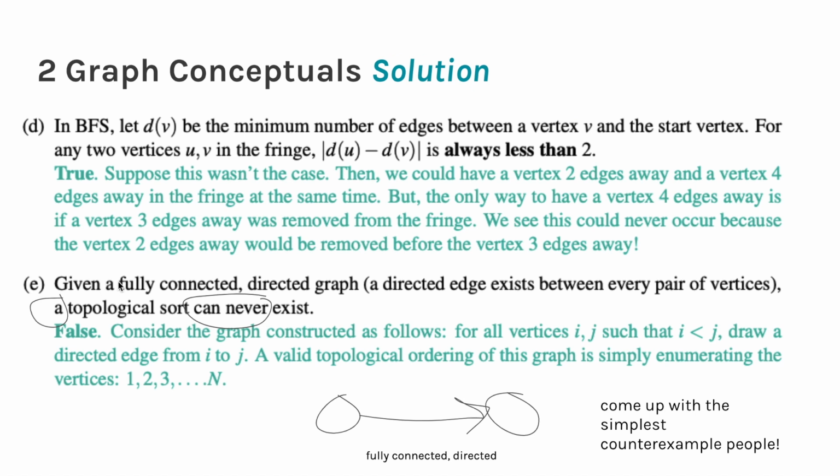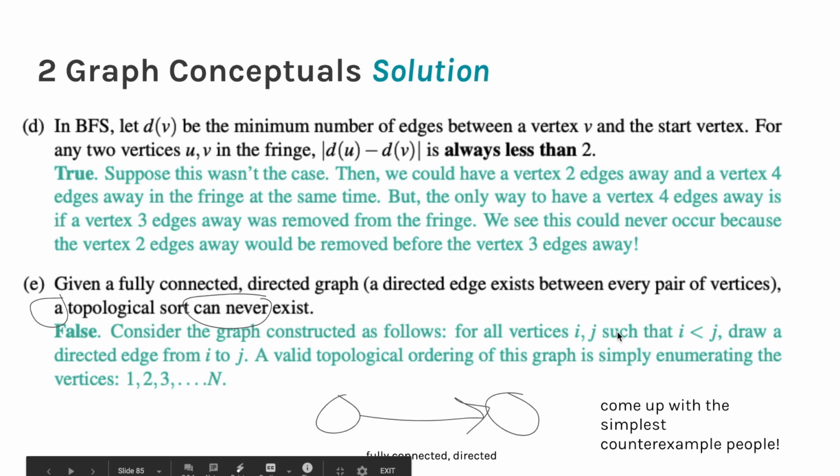So to make this false, we just need to come up with one example of a fully connected graph where some topological sort does exist. And the simplest example is just the one I drew here. We have 2 vertices, 1 directed edge, and it's fully connected. Every vertex has an edge between them, and you can certainly come up with a topological sort. This node would come before this node in the topological sort.